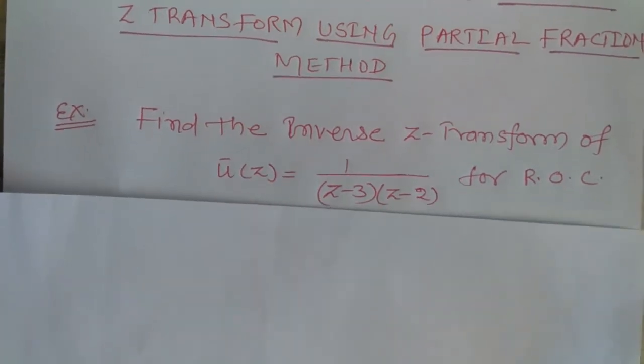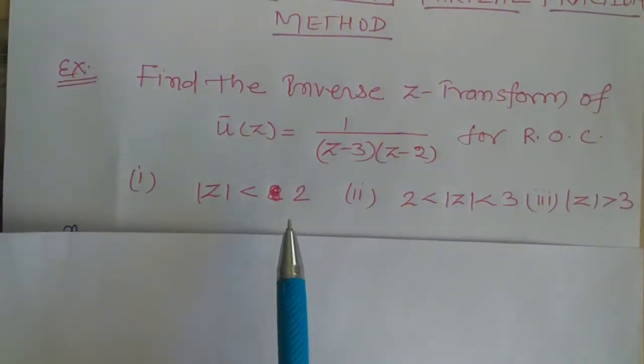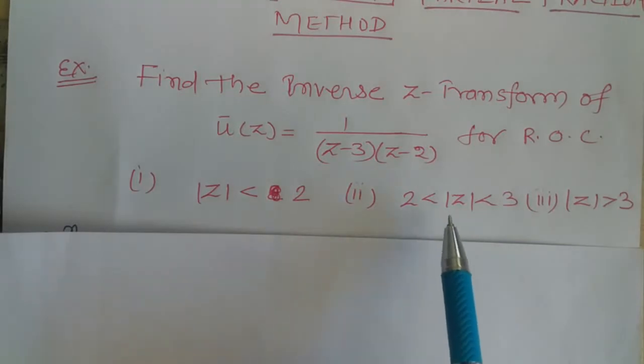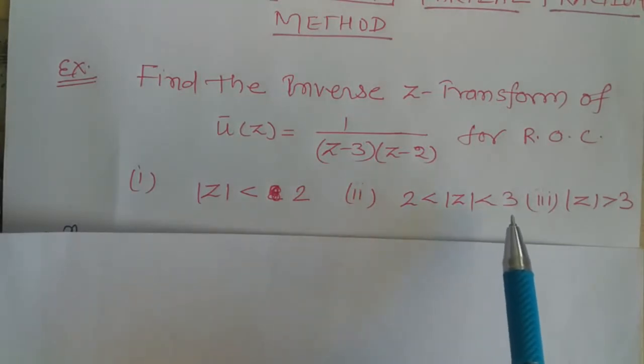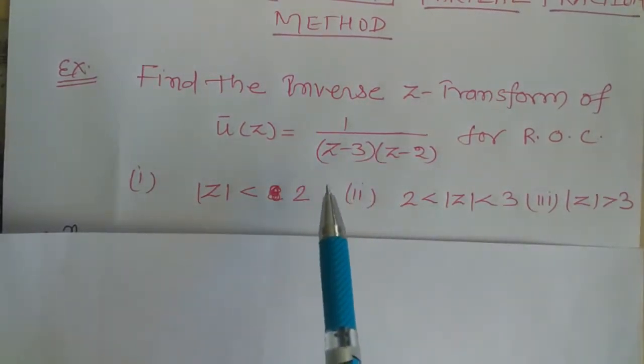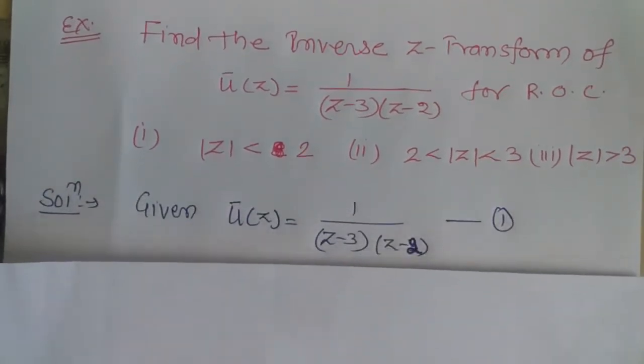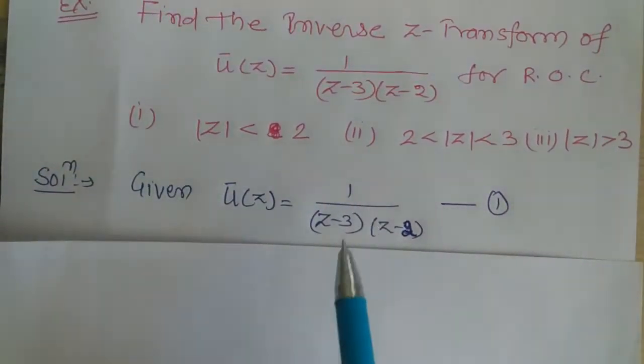For the region of convergence, first mod z is less than 2, second 2 is less than mod z which is less than 3, and third mod z is greater than 3. So we have to find the inverse z transform of U bar z, which is 1 upon (z minus 3) into (z minus 2), for three different regions of convergence. So given U bar z is 1 upon (z minus 3) into (z minus 2).